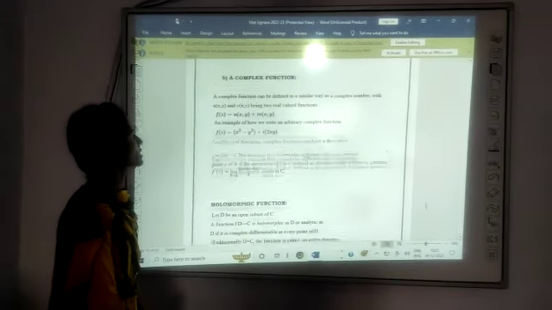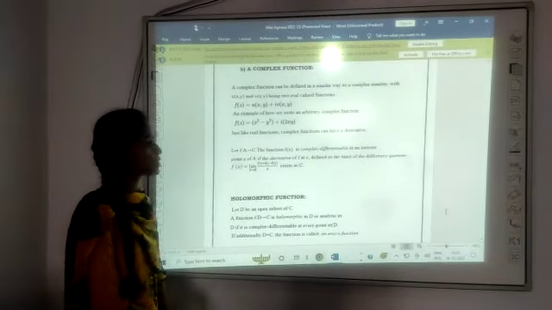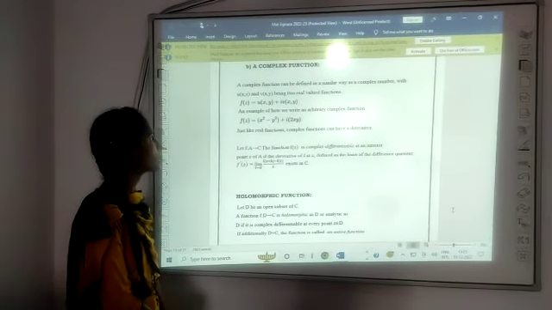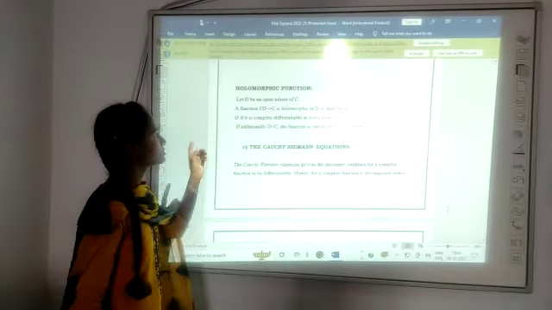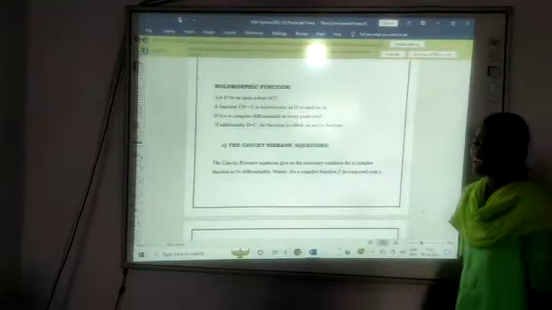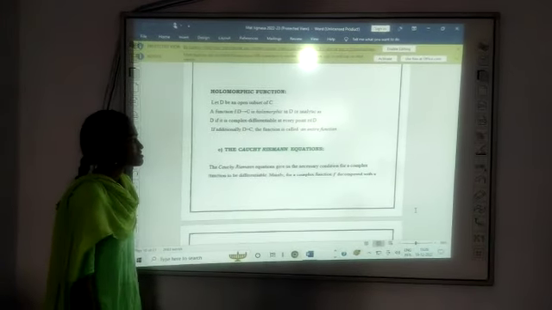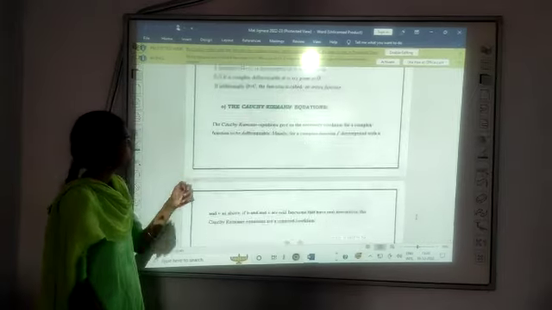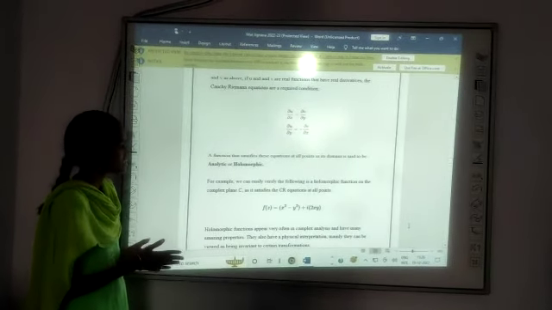A complex function can also be defined as a complex-valued function f(z) = u(x, y) + i v(x, y), with u(x, y) and v(x, y) being two real-valued functions. These are the examples, if the limit exists. Holomorphic function: a function f from D to C is holomorphic in D, or analytic in D, if it is complex differentiable at every point in D. If D equals C, the function is called an entire function. These are the Cauchy-Riemann equations.